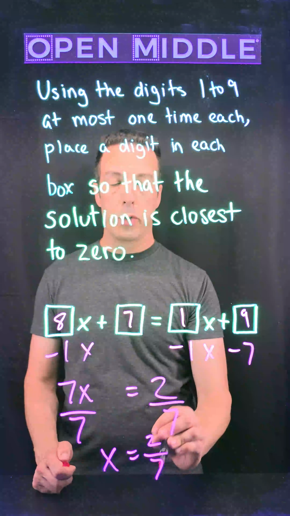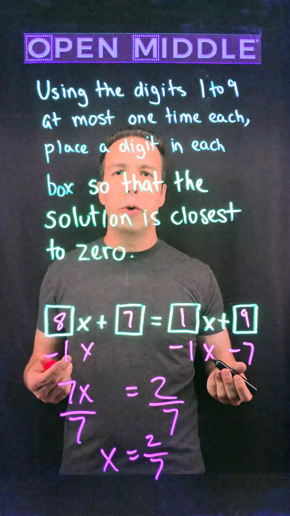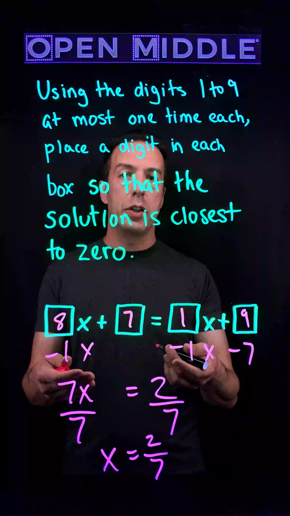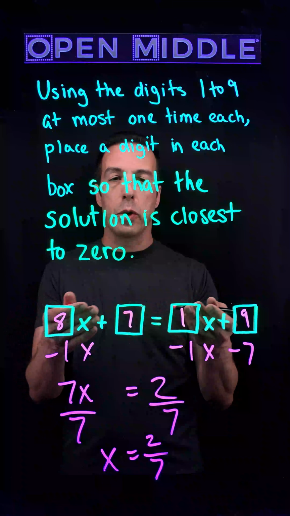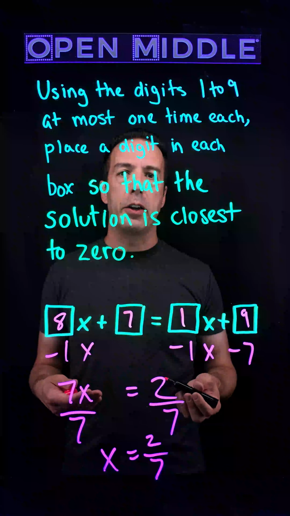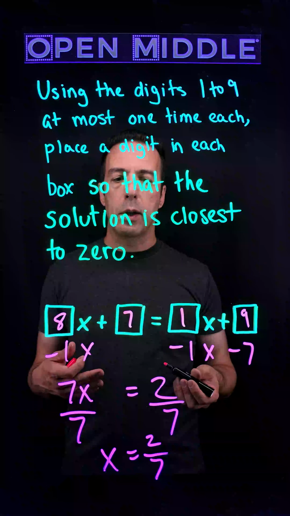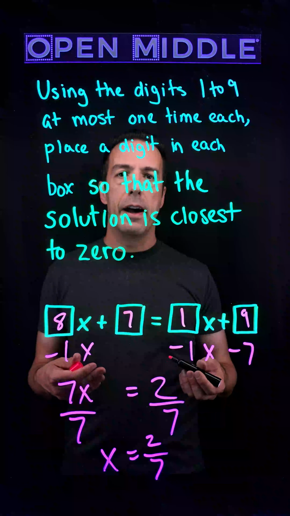So that's much closer. And so we really get to this wondering of what the values that we pick for the digits of the coefficient or the constant, how does that actually affect the value of the solution? So it's an interesting problem just to get kids thinking about how the choices that they make affect the value of the solution.